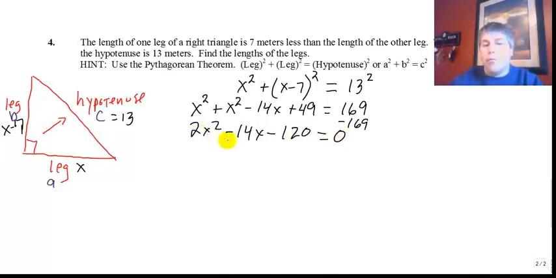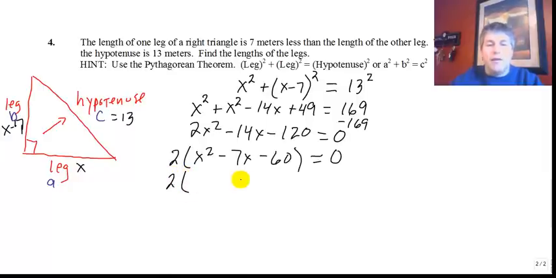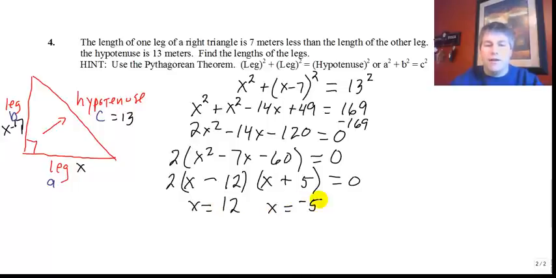Well, as it turns out, we want to factor this. All of these are even, so I'm going to factor the 2 out of each. So we get 2 times x squared minus 7x minus 60 equals 0. And now we want to factor that into a pair of binomial factors. So we need factors of negative 60 that add up to negative 7. Well, 12 times 5 is 60, and they're 7 apart. So we have 12, we have 5, so we'll go x minus 12, x plus 5, so we get x equals 12, and x equals negative 5.